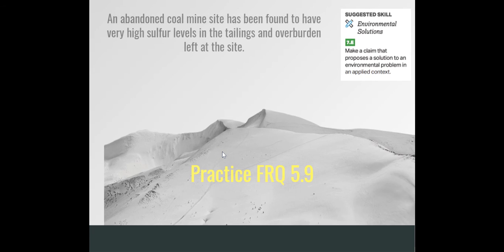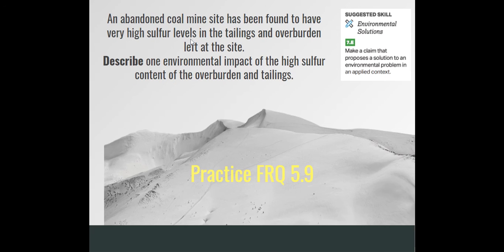So, an FRQ. An abandoned mine has been found to have high sulfur levels in the tailings and overburden left at the site. Develop one environmental impact of the high sulfur content of the overburden and tailings, and propose a solution to remedy or reduce this impact.